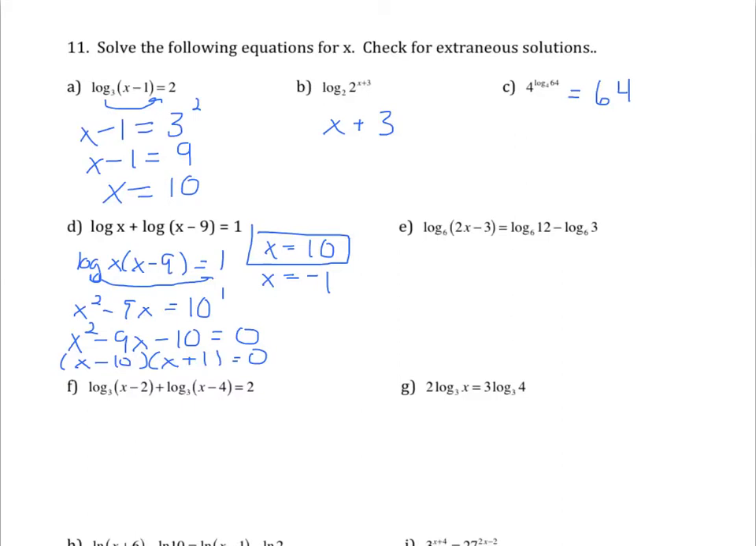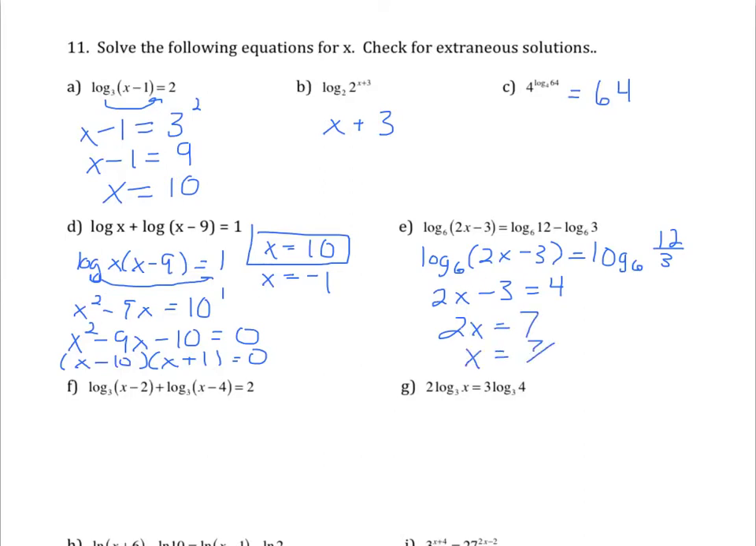For part E, I have 2 logs on one side with log base 6 of 12 minus log base 6 of 3. So I'm going to condense that side first using division. So I'll have 12 divided by 3. And so now that I have 1 log on each side, those logs can cancel out. So I'll have 2x minus 3 equals 4. So 2x will equal 7. So x equals 7 halves.